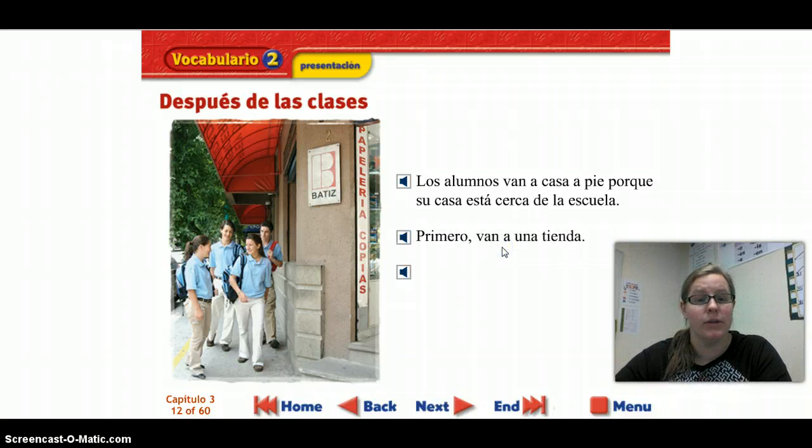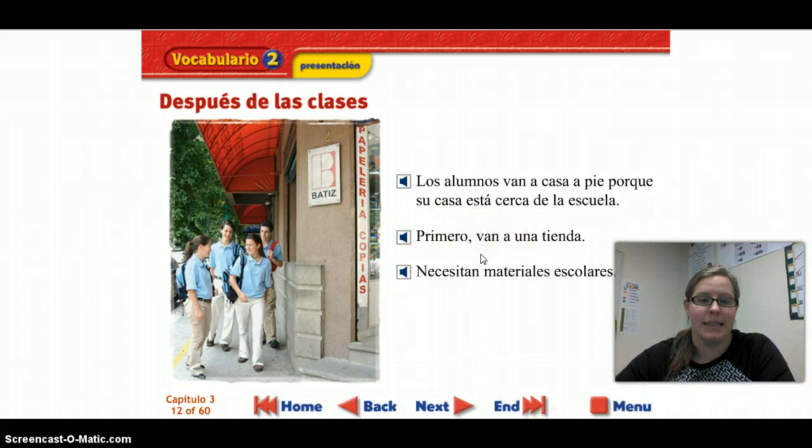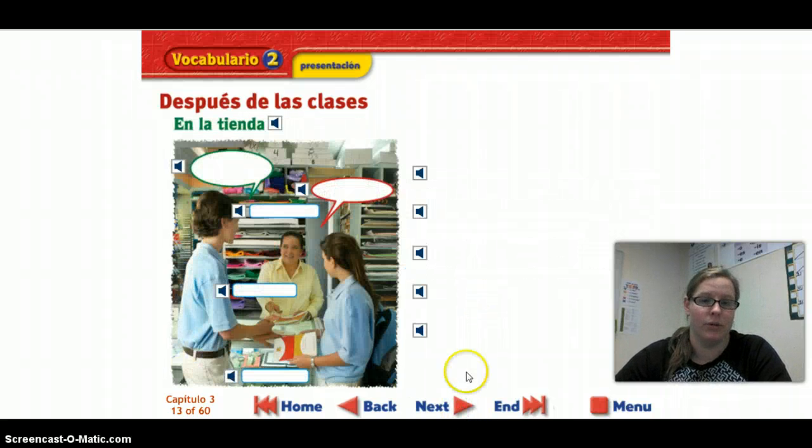So, primero, this was one of our really important words we learned for writing. First, van a una tienda, right? They go to a store. We have this van that we learned from the verb ir, and then we have a, which means to. They go to a store. Necesitan, they need school supplies. Notice it's materiales escolares. There is no such thing as escuela materiales. Doesn't exist. All right? So, we want to make sure we're keeping that word order. So they're going to a store because they need school supplies.